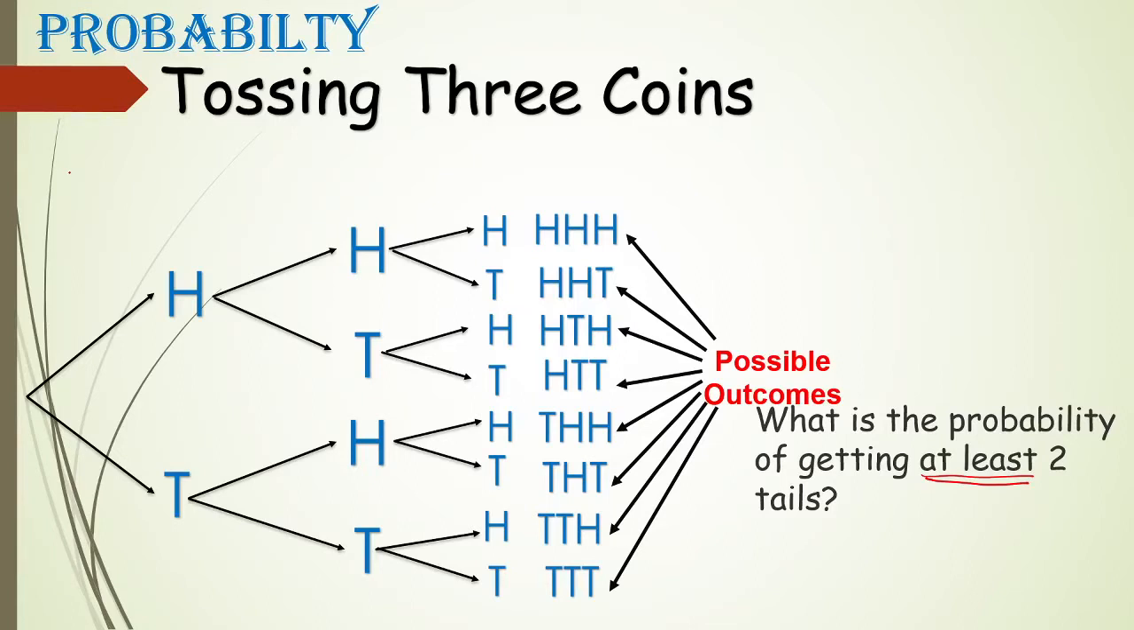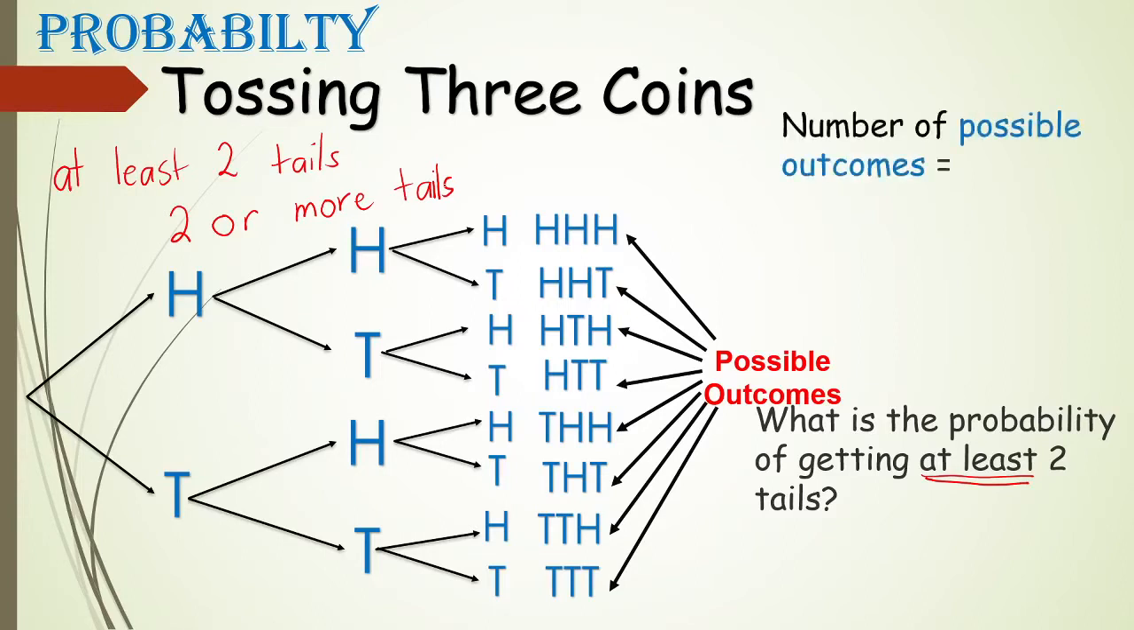So take note, it's at least 2 tails. This means 2 or more tails. So, it can be 2 tails, it can be 3 tails. Is the word at least clear? Okay, so let's have our first denominator, which we will check first.